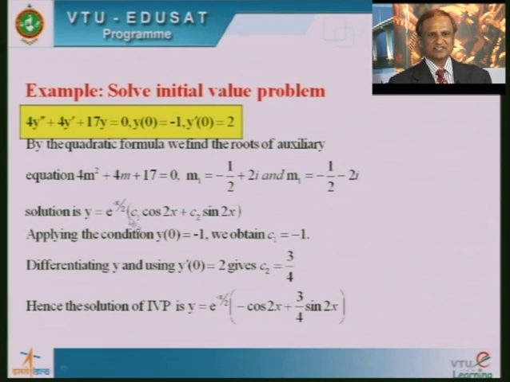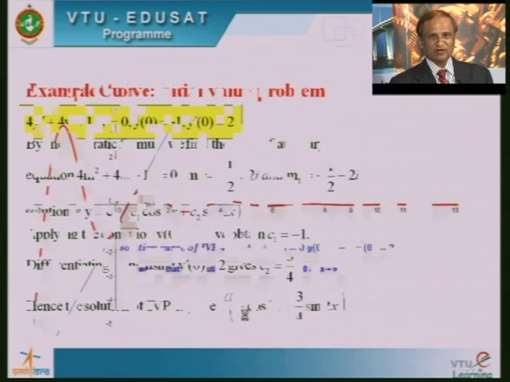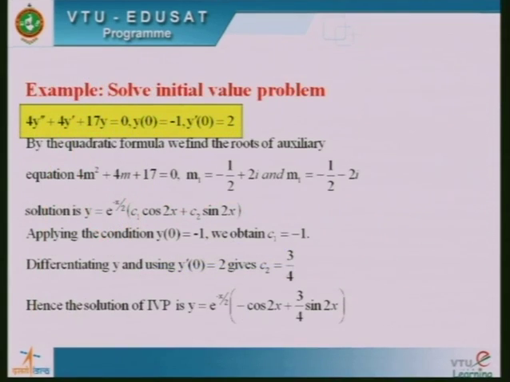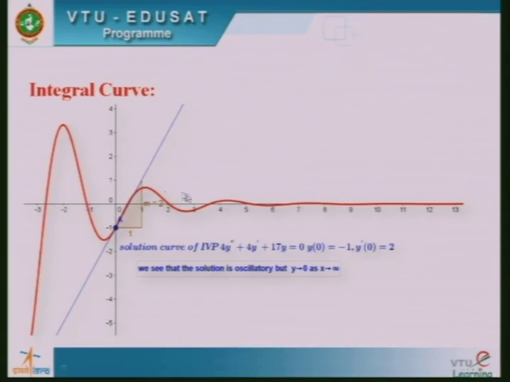Then I can replace c1 and c2 by the obtained values. c1 can be replaced by minus 1, c2 can be replaced by 3 by 4. I hope you will get y is equal to e to the power minus x by 2 times of minus cos 2x plus 3 by 4 times of sin 2x. Suppose you plan to draw the graph again using the same software, it is possible to draw the graph. I hope you may get a graph like this, right.